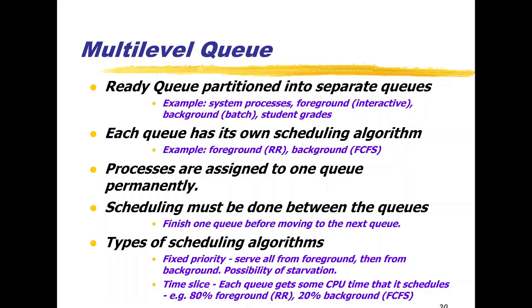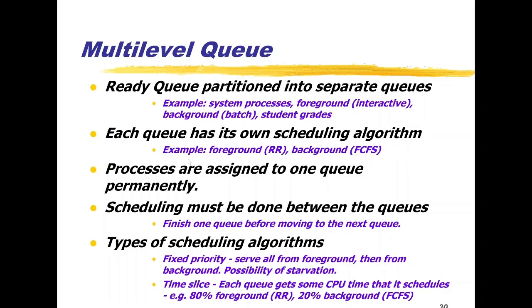Now, each queue could have its own scheduling algorithm. For example, the foreground could be working using round robin and the background could be working using first come, first serve.